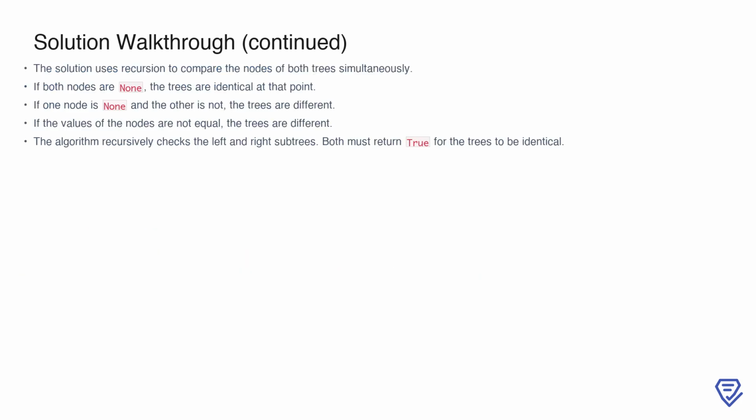The solution fundamentally relies on recursion to compare the nodes of both trees at the same time. If both nodes being compared are None, this indicates that the trees are identical at that specific point.